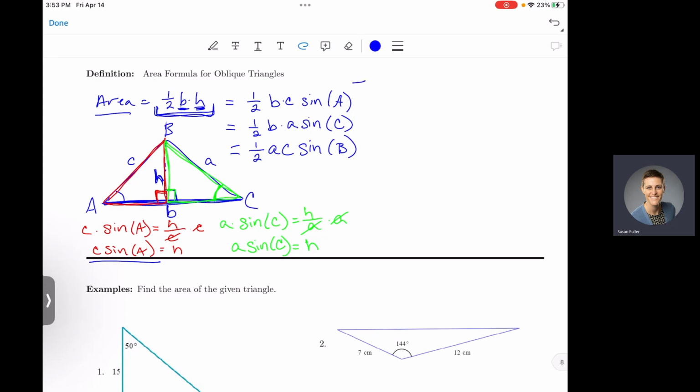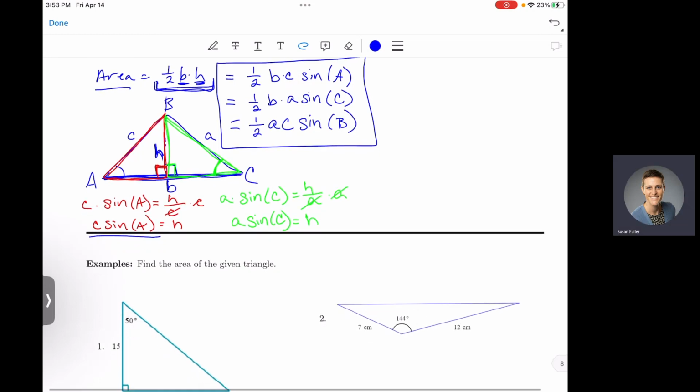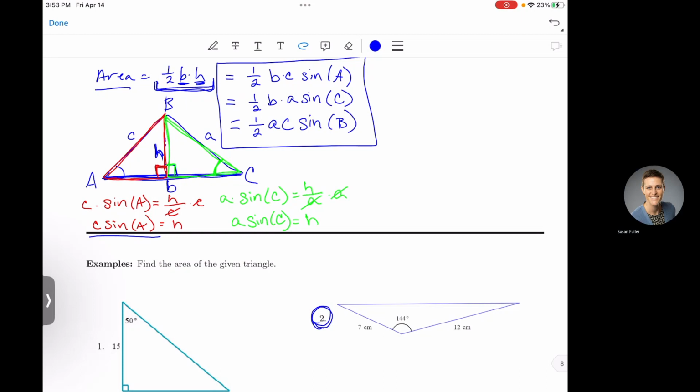But these are three different formulas for calculating the area of an oblique triangle. So let's try this. I'm going to start with number 2 because it lends itself to what we just did. Number 1 is a little different; we'll come back to that. So if I'm doing the area of number 2 here, the first thing I'm going to do is label my triangle.